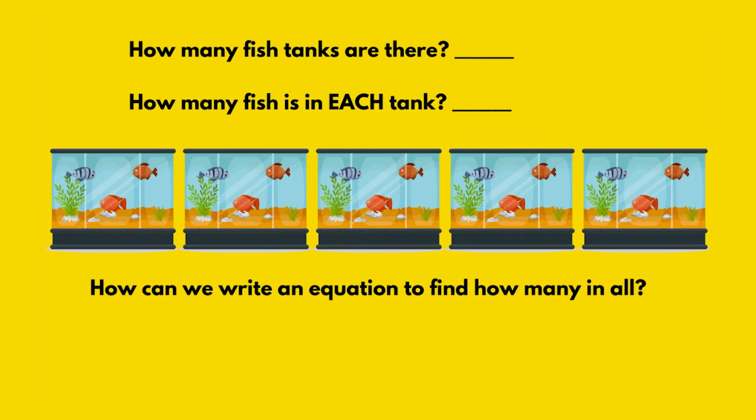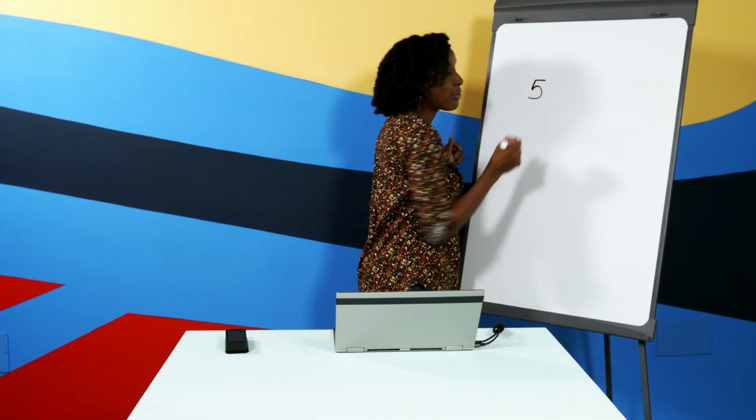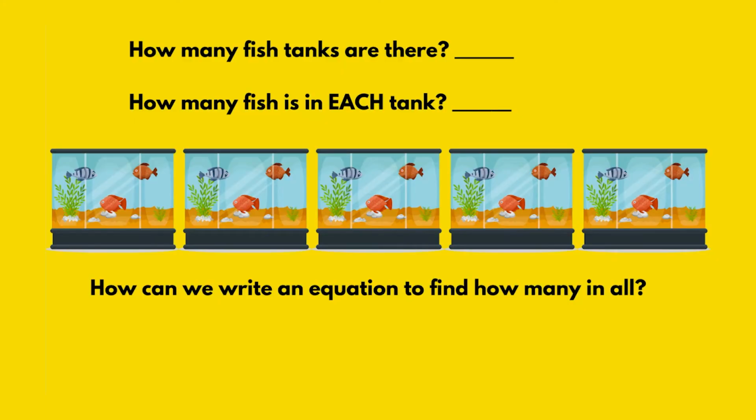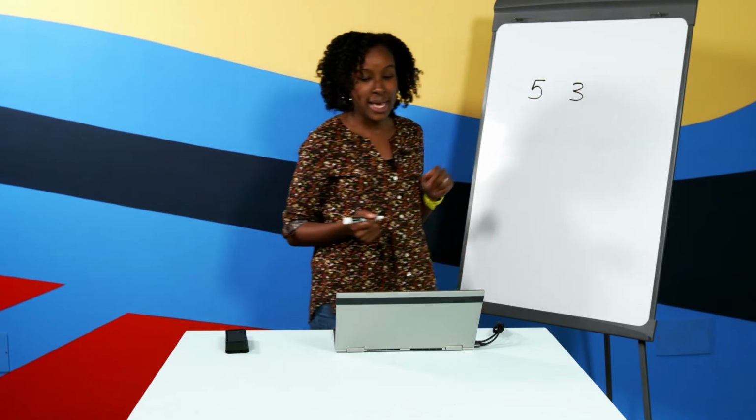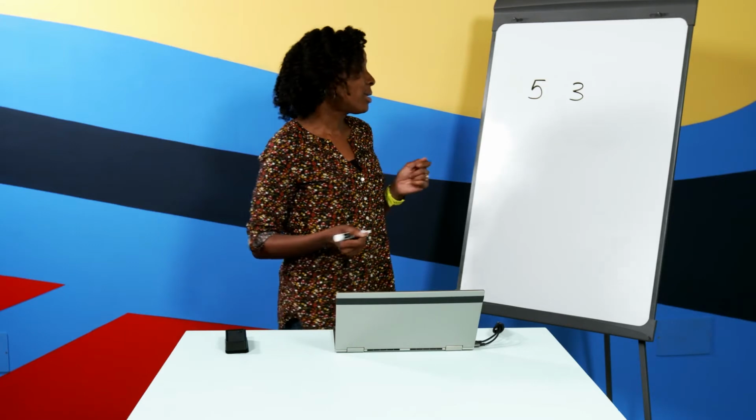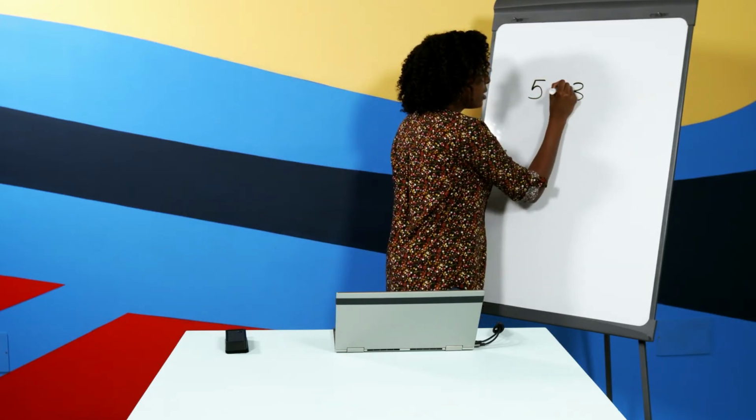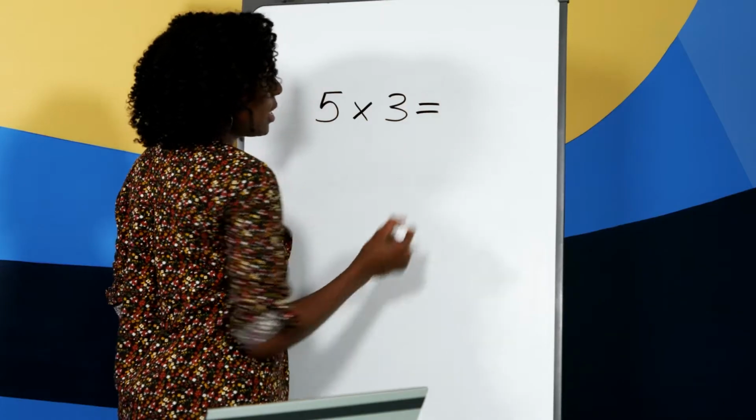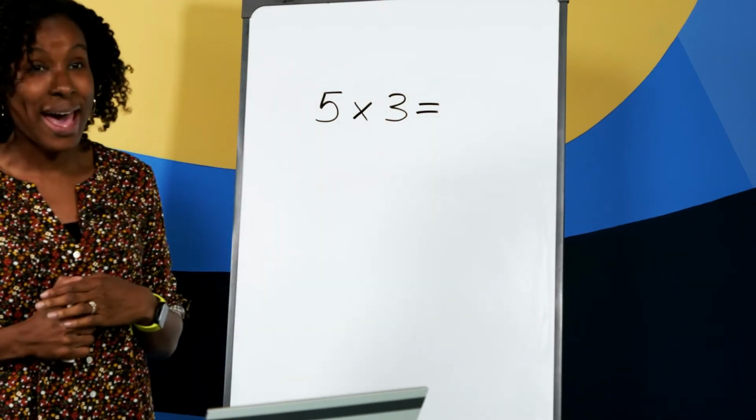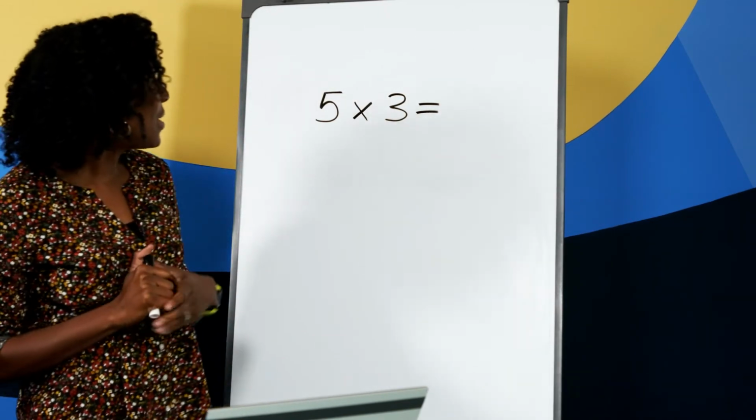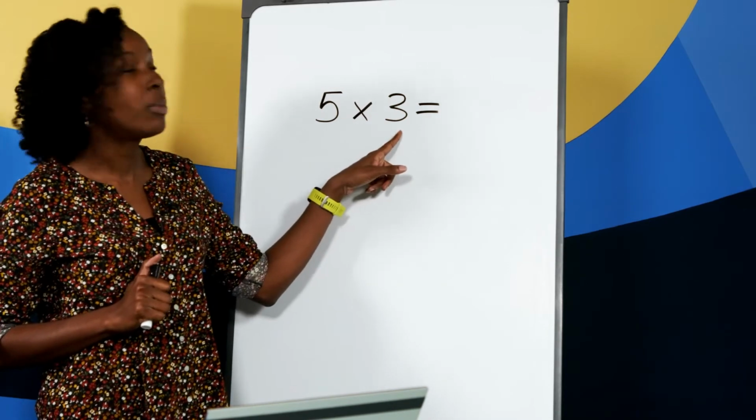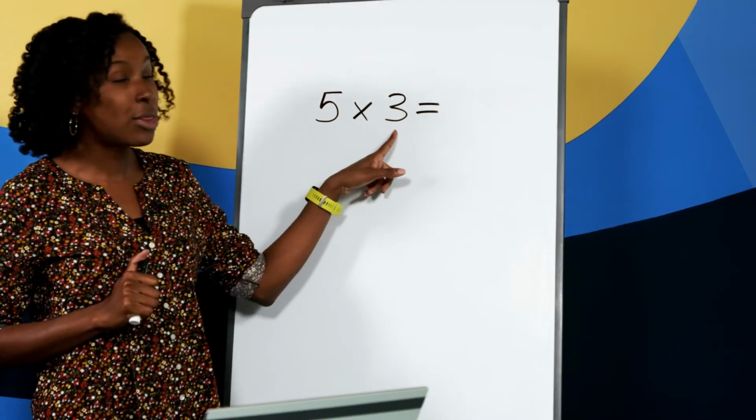I notice that there are 5 fish tanks. I'm going to write that down. Our next question asks, how many fish are in each tank? Take a second to check. That's right. There are 3 fish in each tank. Now, of course, as we mentioned before, we could do some repeated addition, but I think you're ready to go right into that multiplication. So we're going to write a multiplication equation to find out how many fish we have in all. And our multiplication equation is 5 times 3, because we have 5 groups with 3 fish in each group.